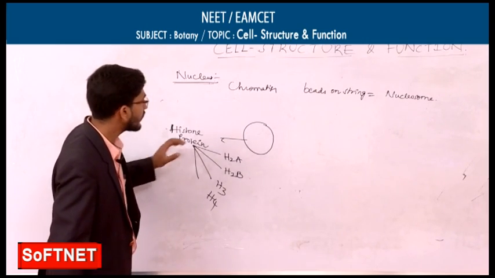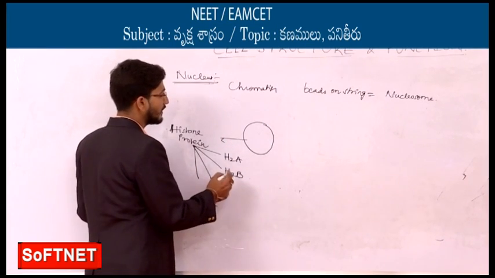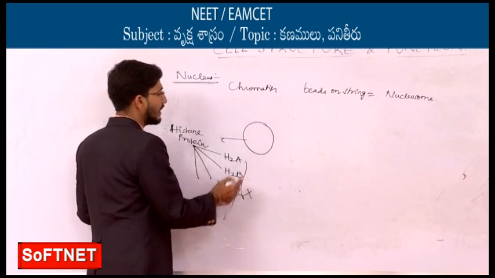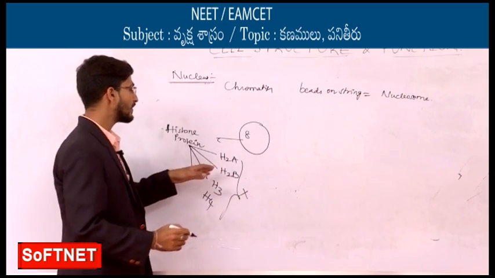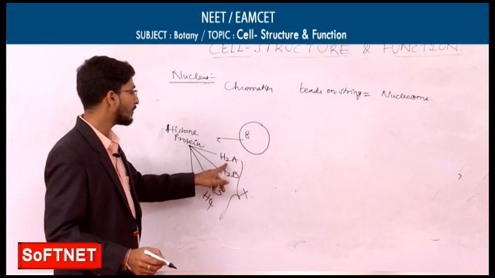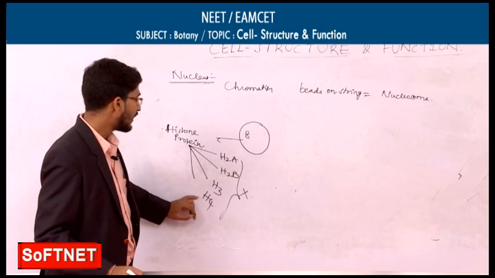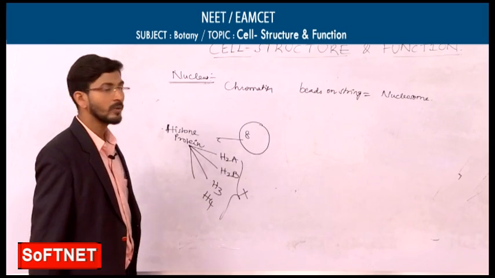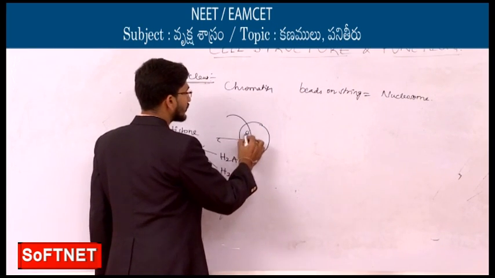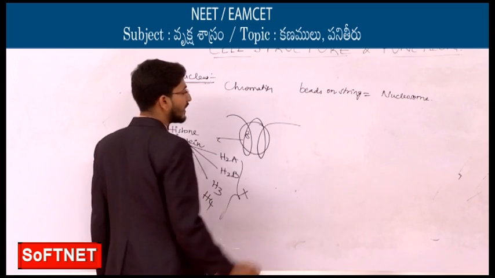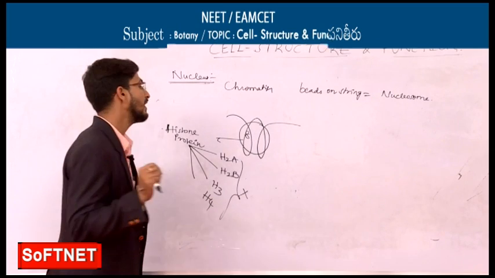These are the basic histone proteins present in the core region of the nucleosome. Each and every nucleosome core contains 2 copies of these histone proteins, means 2 copies of H2A, 2 copies of H2B, 2 copies of H3 and 2 copies of H4. Totally 8 histone proteins are present. This core is surrounded by DNA. Each core is surrounded by 2 turns of DNA.